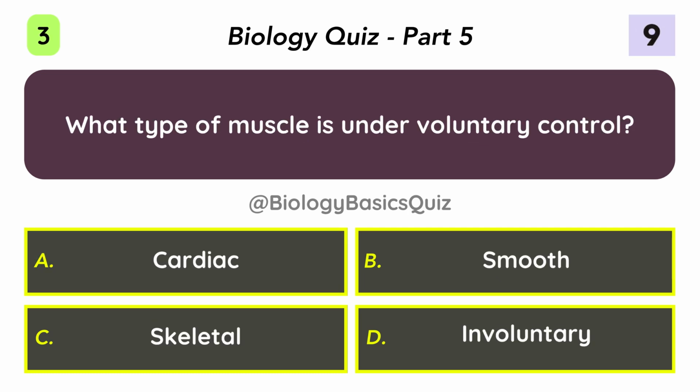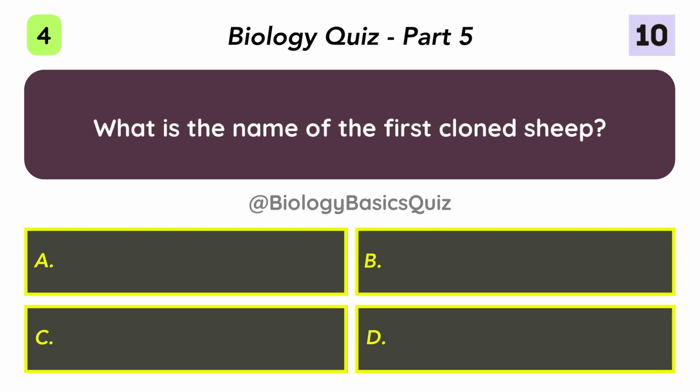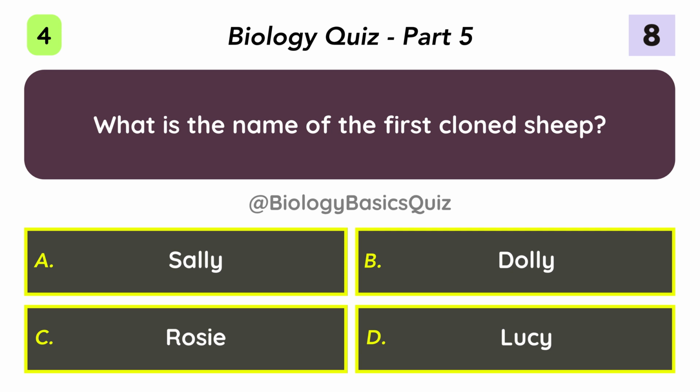What type of muscle is under voluntary control? Skeletal. What is the name of the first cloned sheep? Dolly.